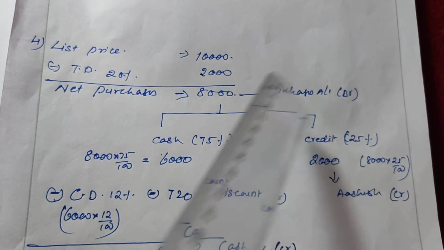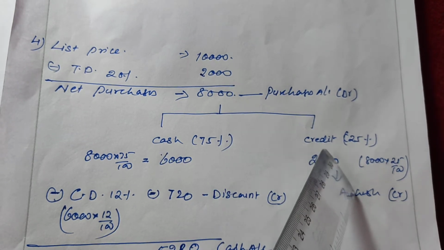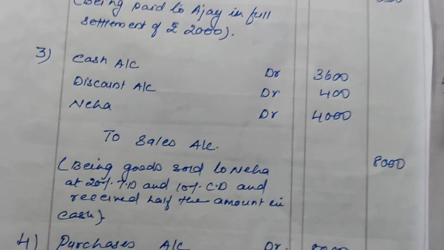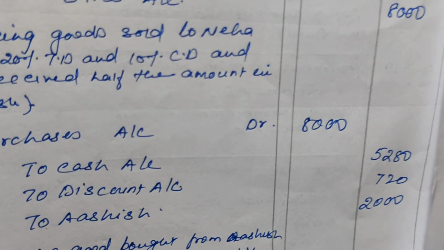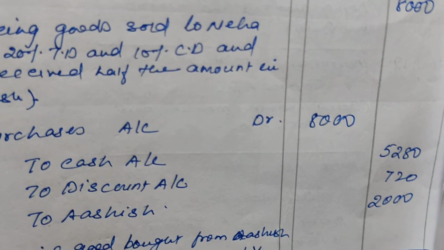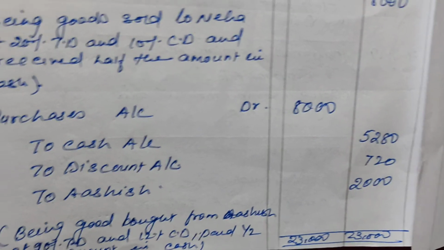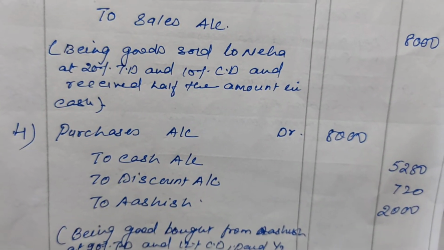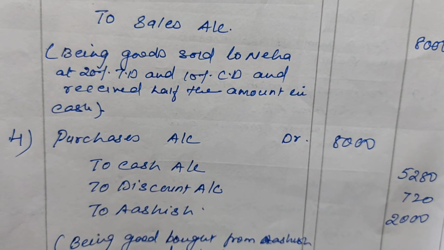So what will be our journal entry here? Purchases will be debited, to cash account, to discount account, to Ashish. Now let's see the entry here. Our entry is purchases account debit 8,000, to cash 5,280, discount 720, and Ashish 2,000. Total, if we add, we should get 8,000.